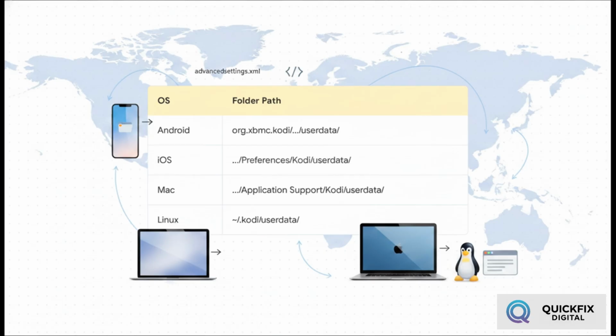On a Mac, you're navigating through your user library to Application Support, then Kodi, then userdata. Honestly, whether it's iOS or Linux, tracking down the specific userdata folder and dropping your XML file in there is the universal key to fixing this buffer issue at the system level.